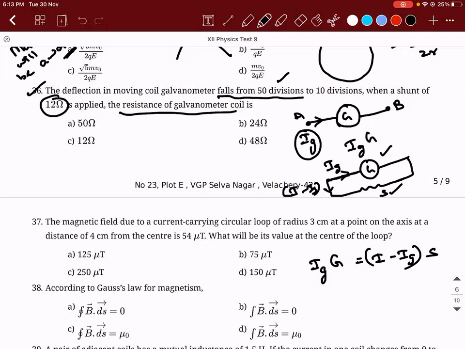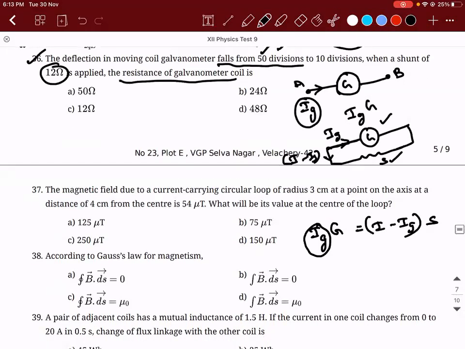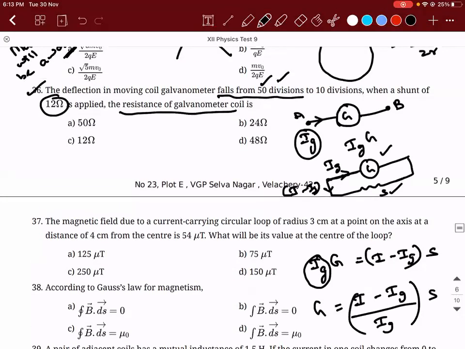Okay. So, can I say this Ig is directly proportional to 50? That is the capacity it has. So, it is directly proportional to 50. They have asked the resistance of the galvanometer. Resistance of the galvanometer is I minus Ig divided by Ig into S. Correct? One minute, I made a mistake. So, is this clear till this point? Any doubt?